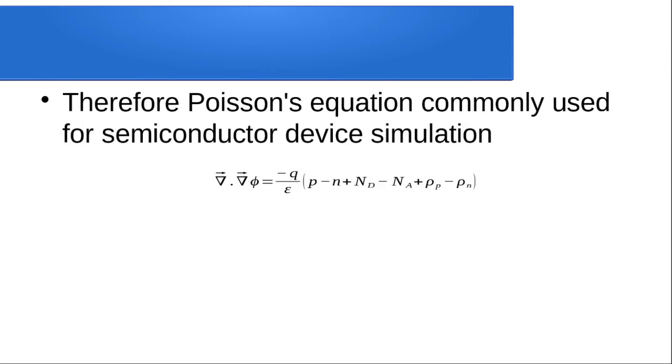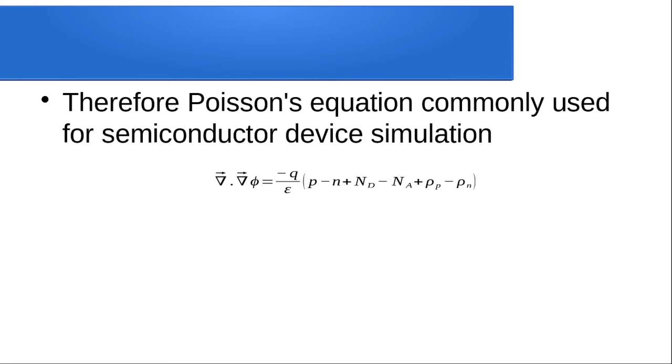With this knowledge, we could finally write down what the Poisson's equation is. We have already written del dot del phi is equal to minus rho by epsilon. In place of rho, we are writing q into p minus n plus Nd minus Na plus rho p minus rho n, which is the commonly used Poisson's equation.